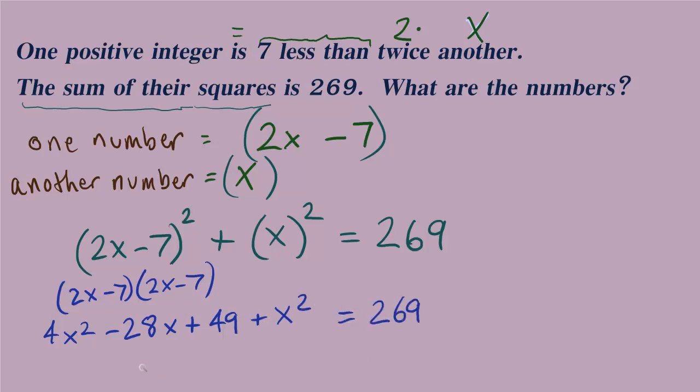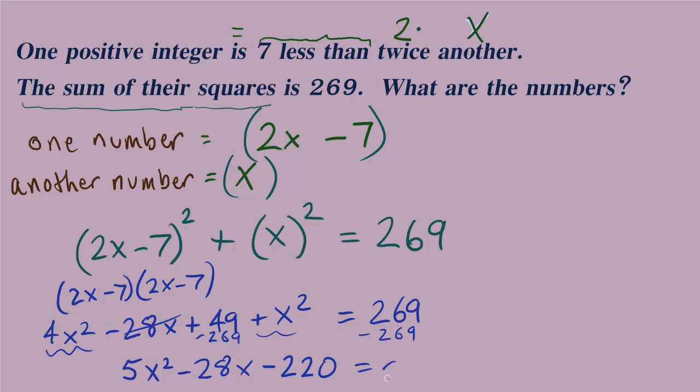Let's get this equation into standard form and collect all of the terms on left side in descending order so that we can have equals 0 on the right side of the equation. 4x squared plus x squared will make 5x squared minus 28x. We will be subtracting the 269 from both sides to get that equals 0. On the left side, the subtract will leave us with minus 220. Here's the quadratic equation that we are going to solve. We're going to solve it by factoring.